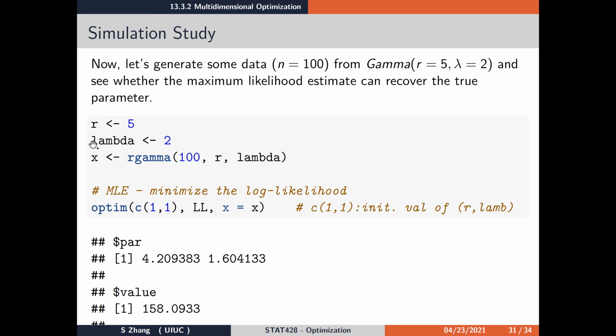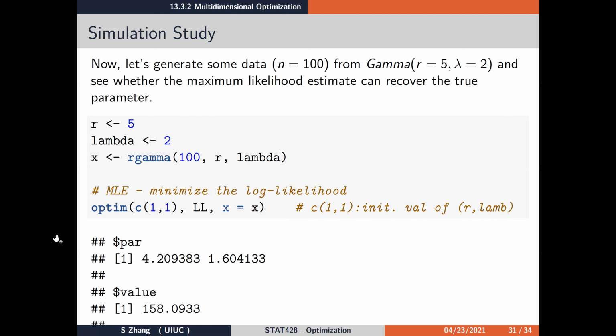So r is equal to 5 and lambda is equal to 2. We will use this and the rgamma function in R to generate our x's, which is a sample of size 100 with a shape of 5 and a rate of lambda, which is 2. And then we will use the optim function to find the minimum of the negative log likelihood. We specify 1, 1 as the initial guess. The objective function is the LL function we just created for the negative log likelihood. And we also feed in the data vector, x equals x, where x is the samples we got.